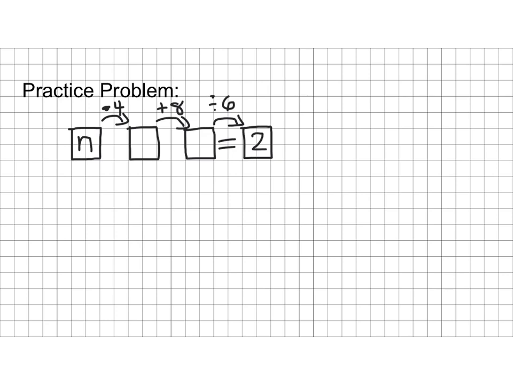All right, and for your practice problem, you're going to take a number, multiply it by 4, add 8, divide by 6, and it needs to equal 2. Use backtracking to figure out what my number was. We'll check this in class tomorrow.